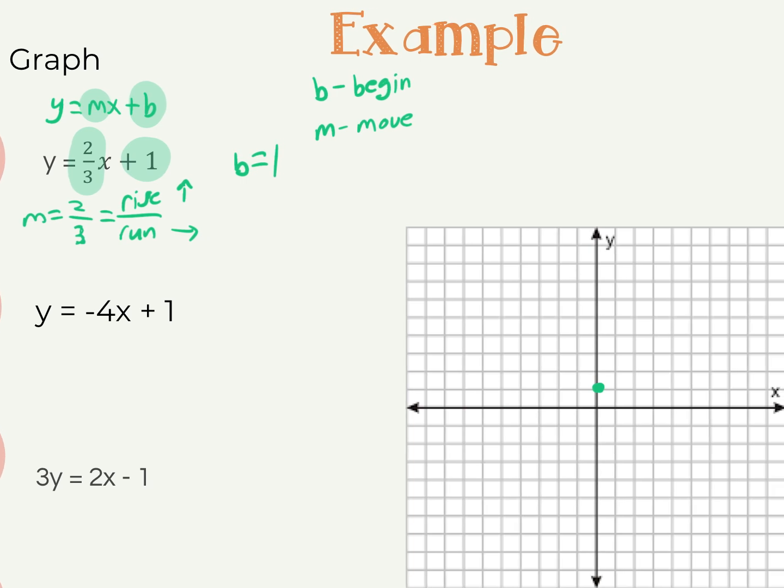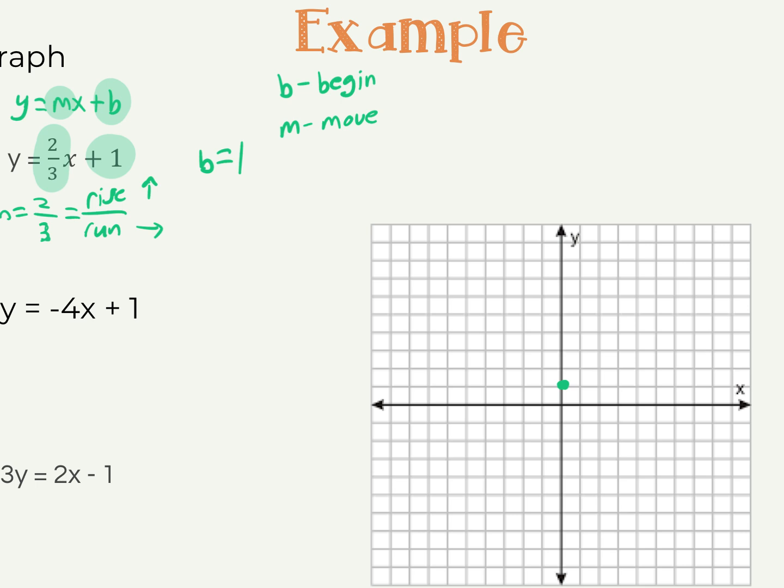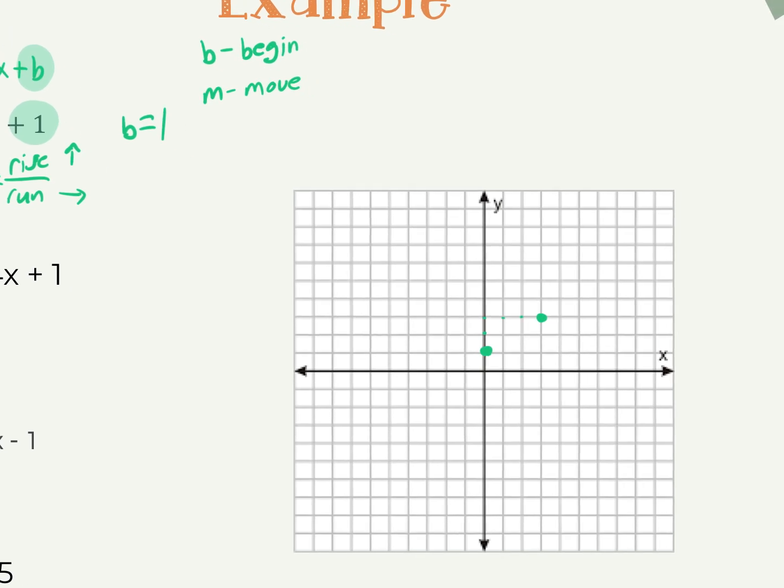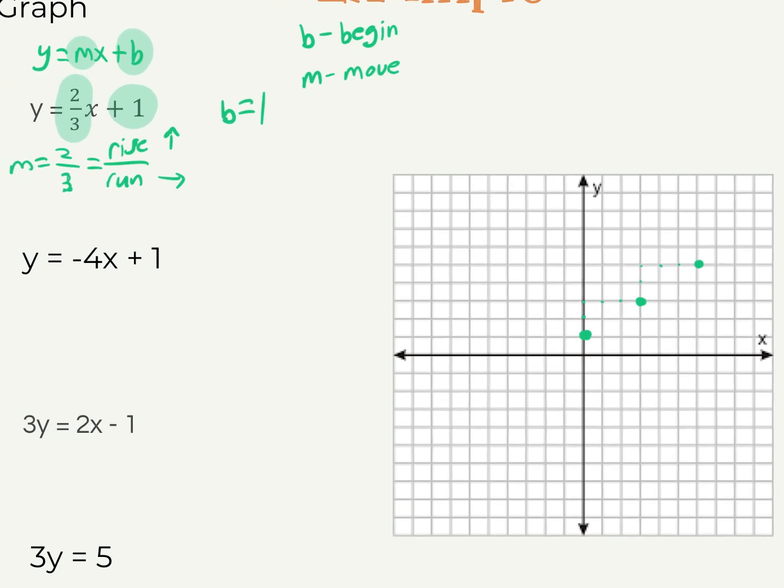So once we plot our y-intercept, we know our rise over our run is going to be up 2 and over 3. We're going to go up 2, 1, 2, and then to the right 3, 1, 2, 3. And then we end up at this point. Now really we can keep going. 1, 2, up 2, and then to the right 3, and we end up right here. We can even go down and to the left, and then we end up at that point right there.